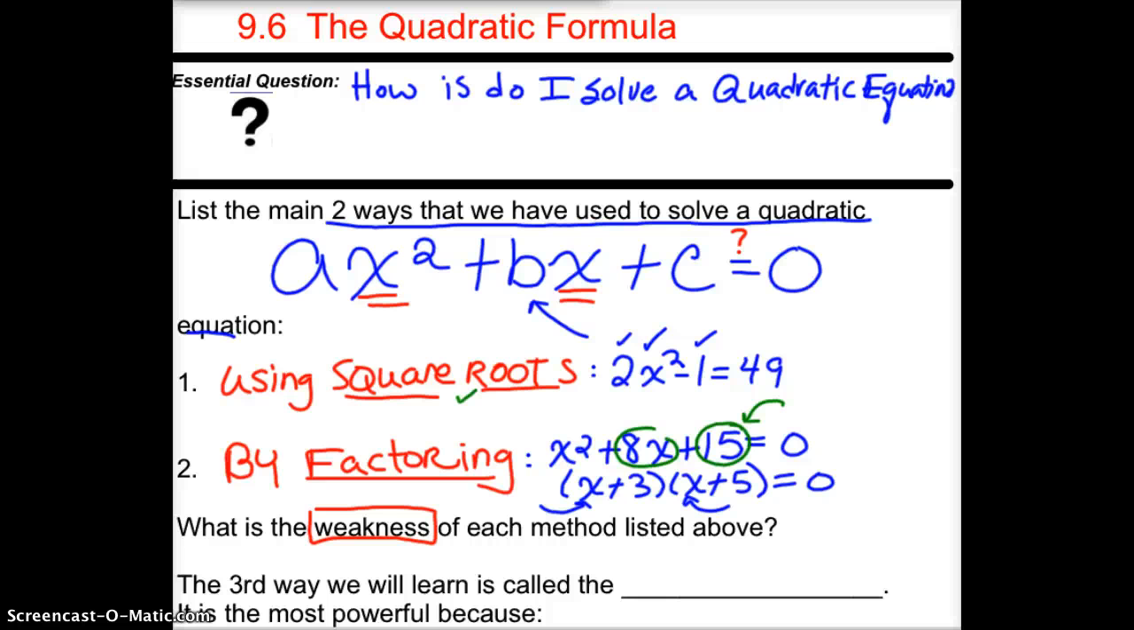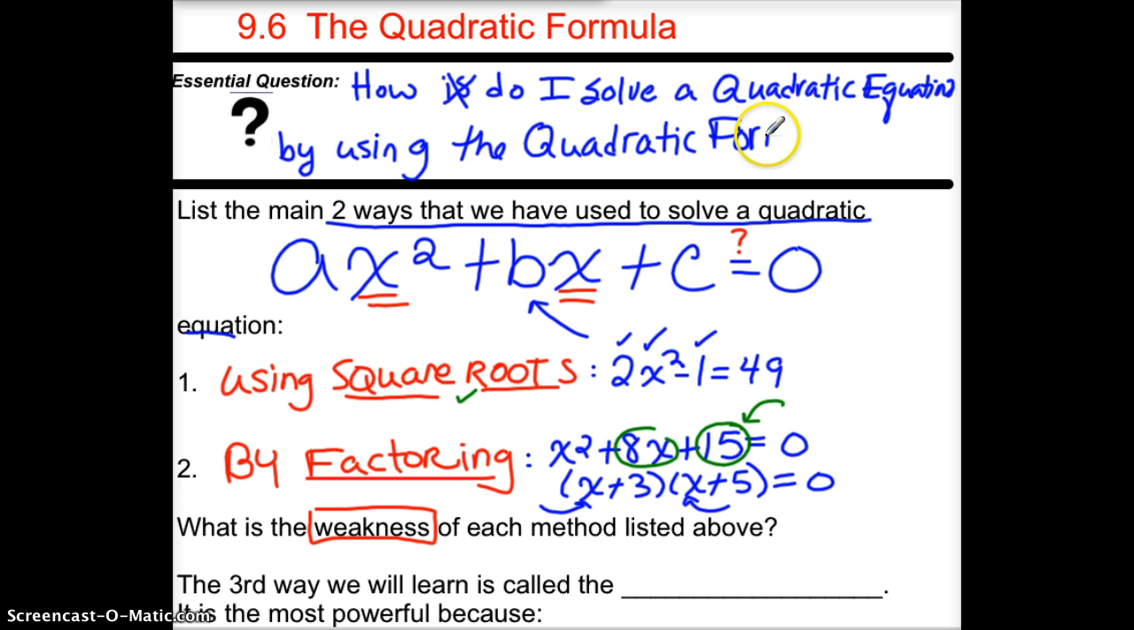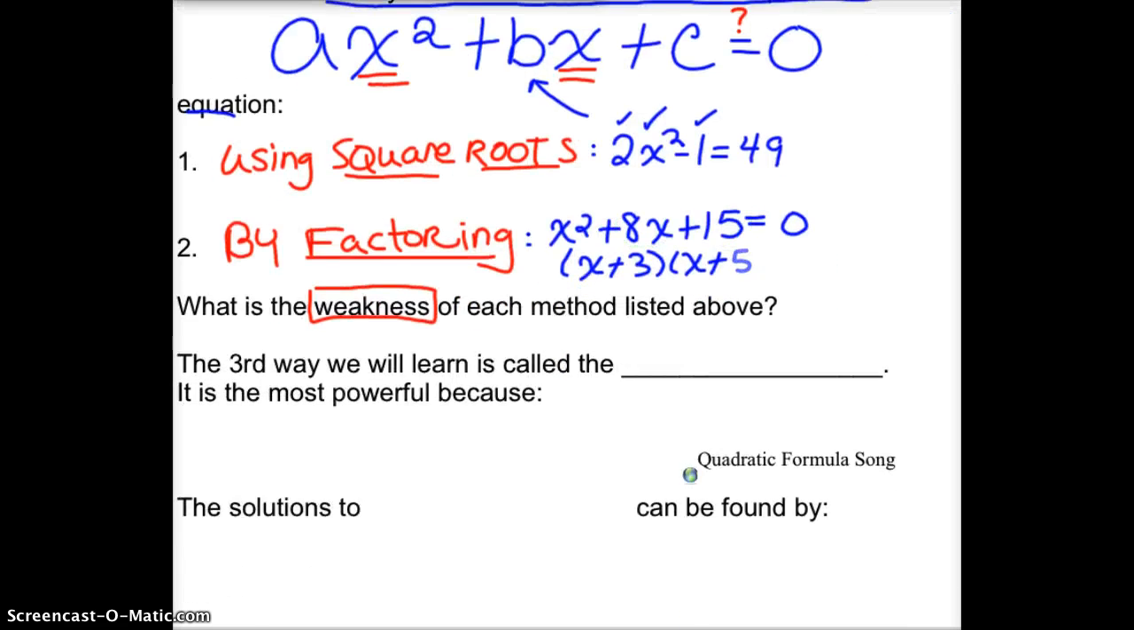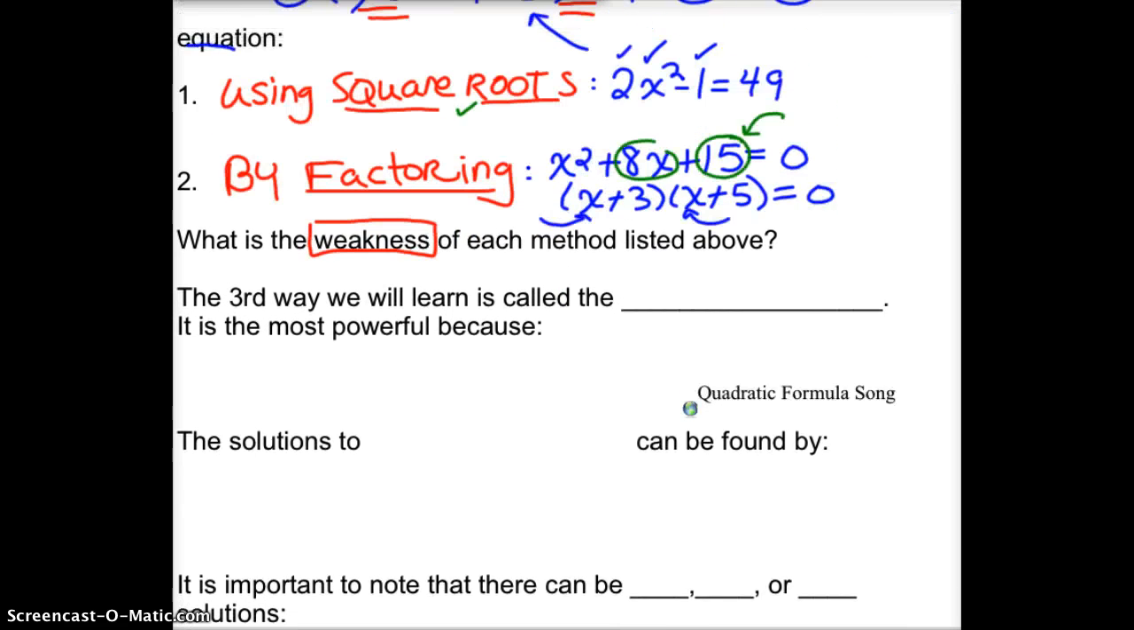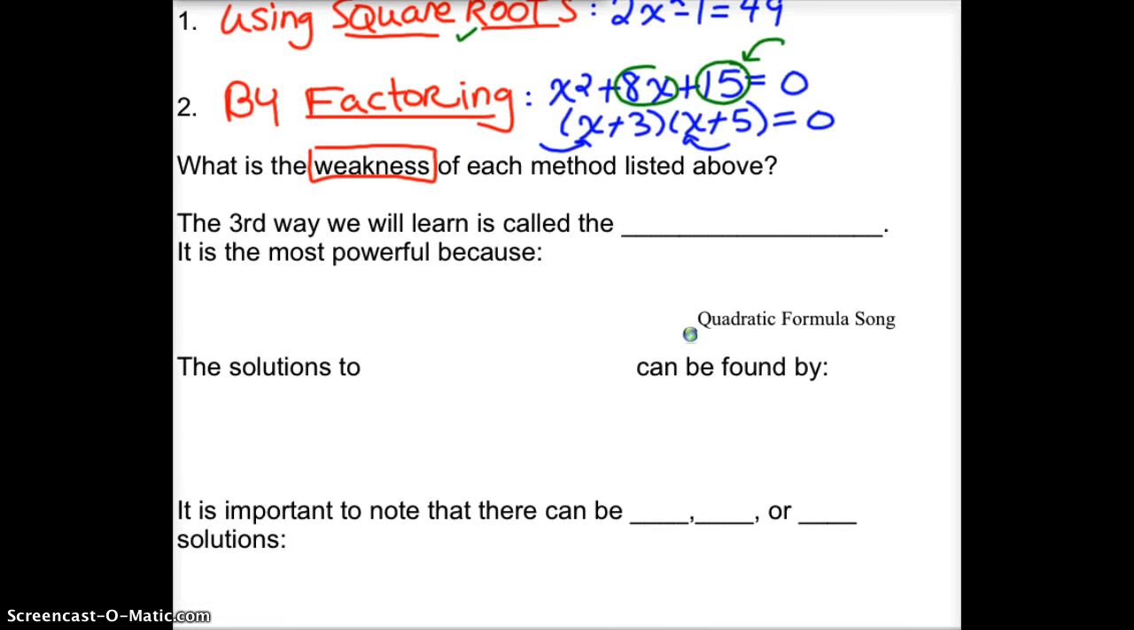And that third way, that is, how do I solve a quadratic equation by using what we call the quadratic formula. So there's a big formula that gets its name from the fact that it's used for solving a quadratic equation. It's in the top 10, I would say, of all things you learn in your algebra career. So let's go fill this in.